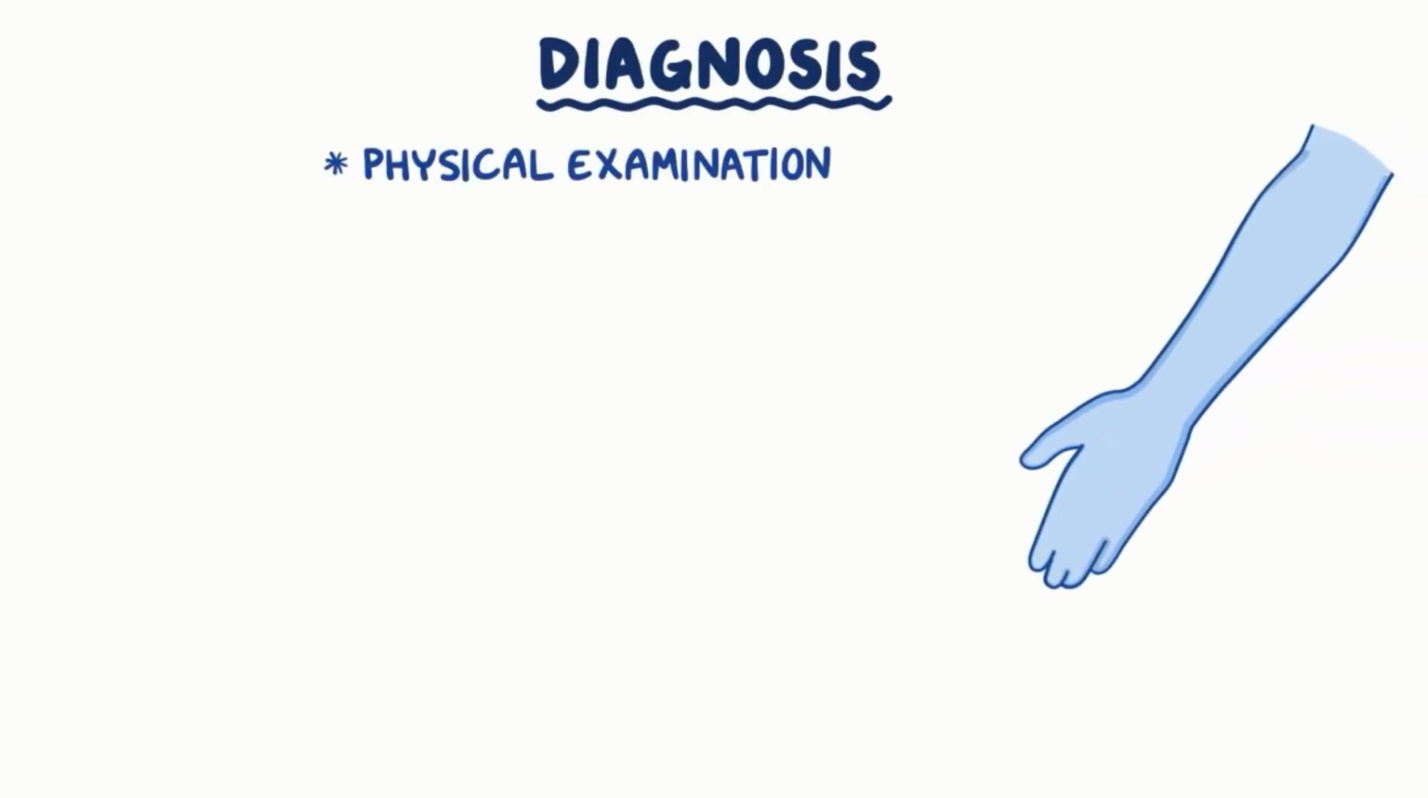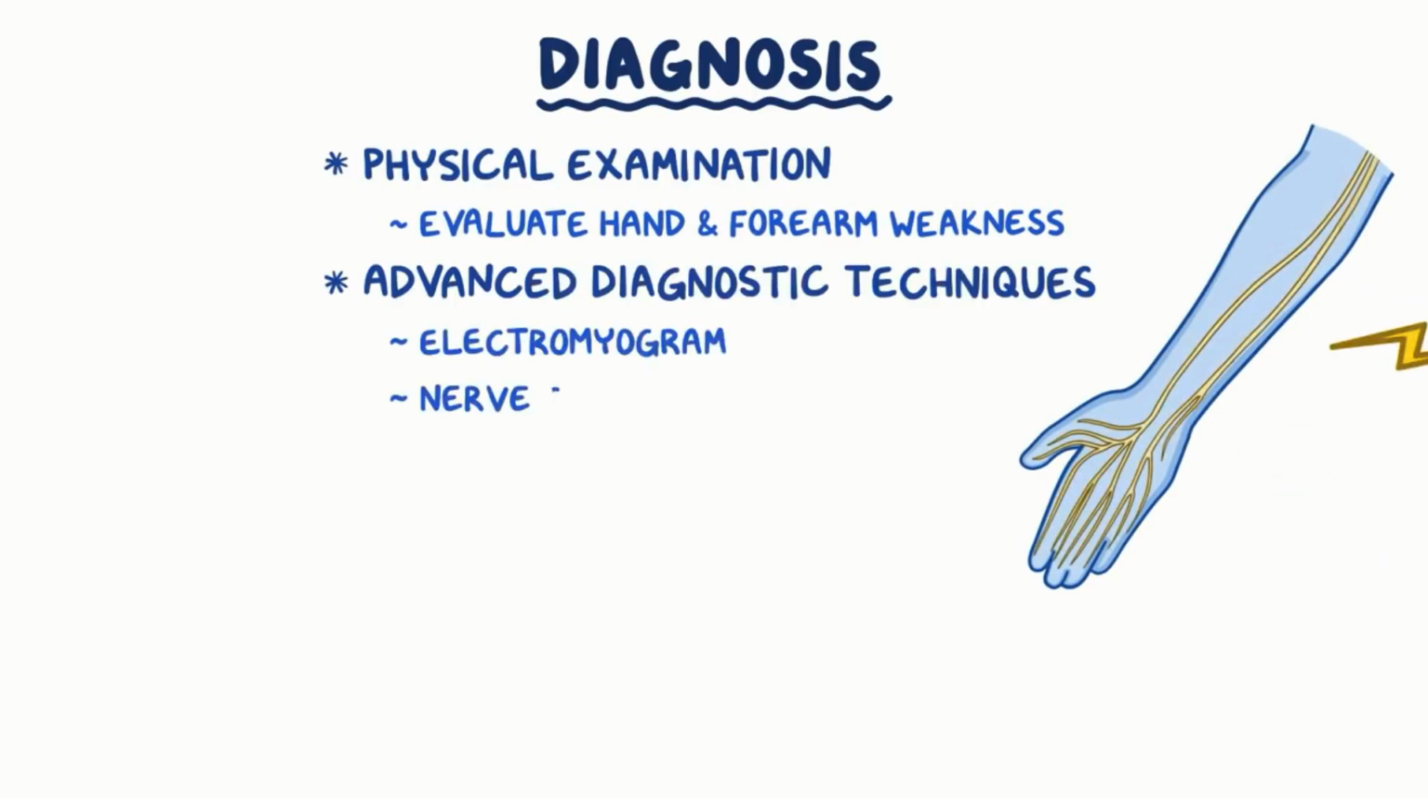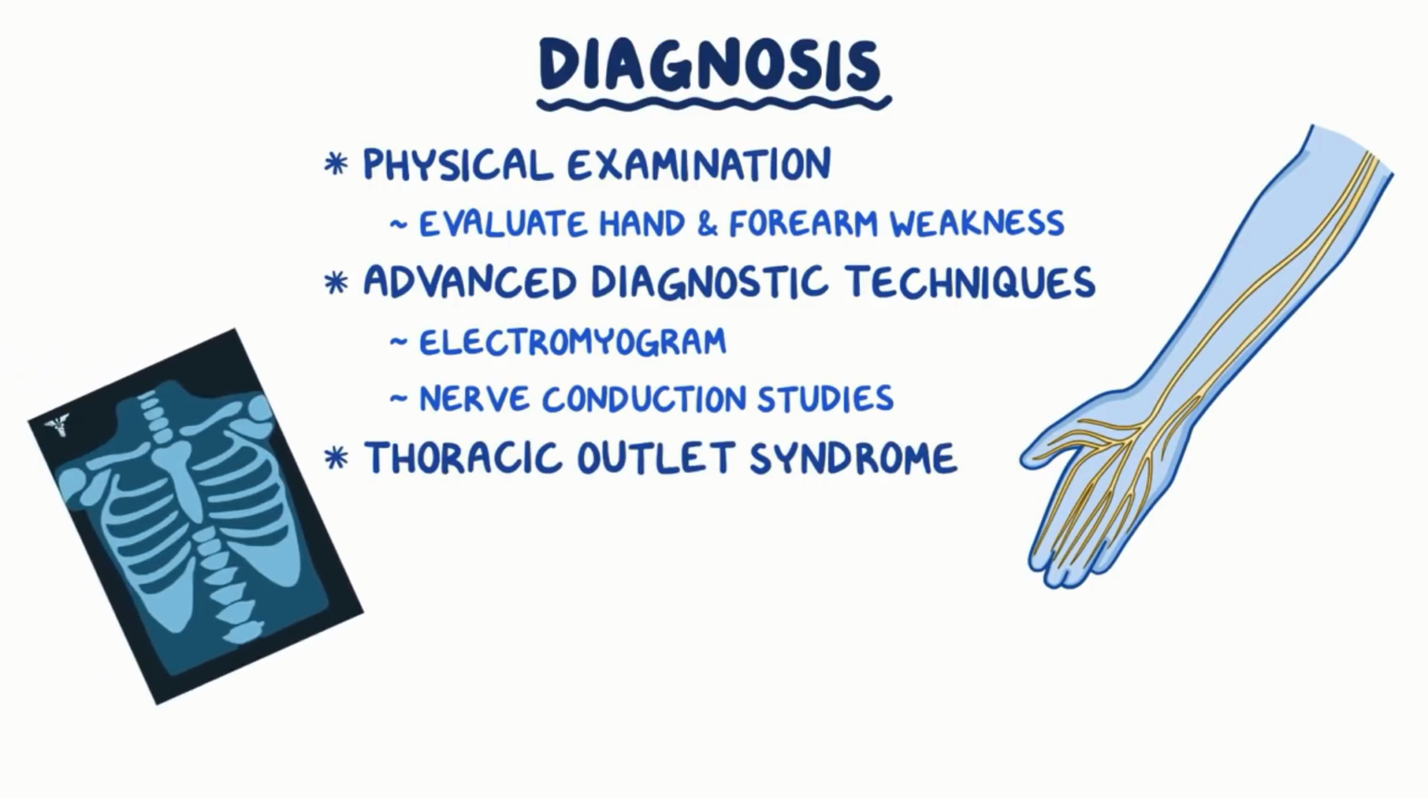The diagnosis of Klumpke's palsy and thoracic outlet syndrome is based on physical examination to evaluate hand and forearm weakness. Advanced diagnostic techniques like electromyogram and nerve conduction studies may be used to further investigate if the motor symptoms are due to damaged nerves. If thoracic outlet syndrome is suspected, a chest X-ray or MRI could be ordered to identify the cause of the compression.